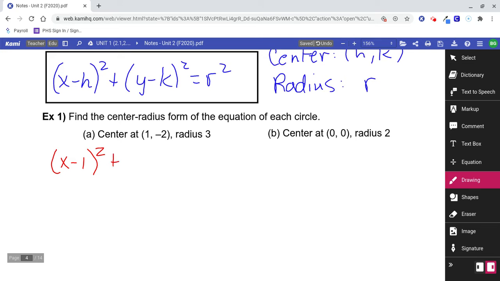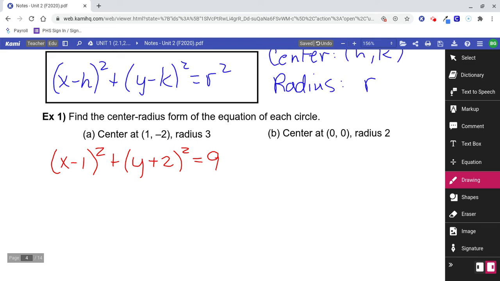squared plus the quantity y. And we would do minus the y number. But since it's minus negative 2, we're going to say plus 2 squared. And then the radius is 3. So we're going to square that radius and get 9. That's it. That's center radius form. You can put 3 squared if you like, but I think it's simpler if you just say 9.